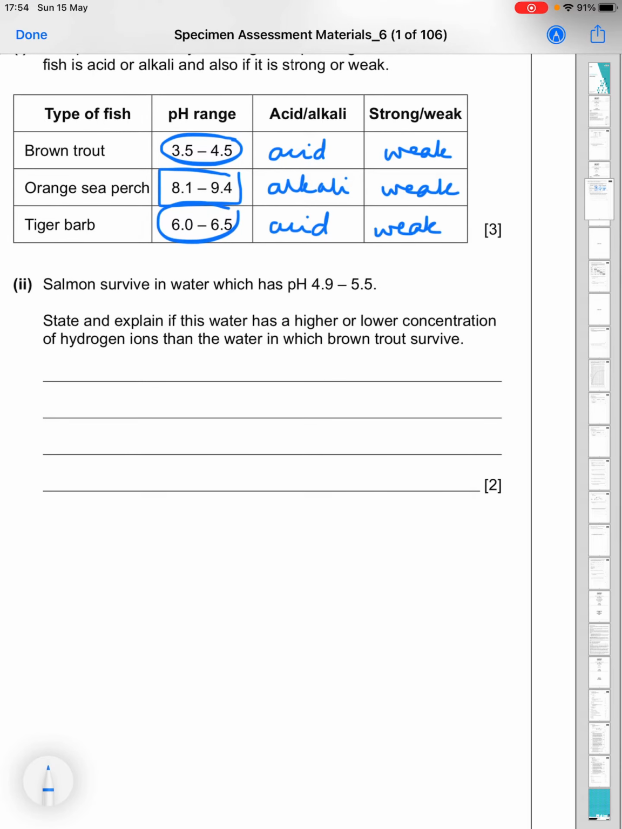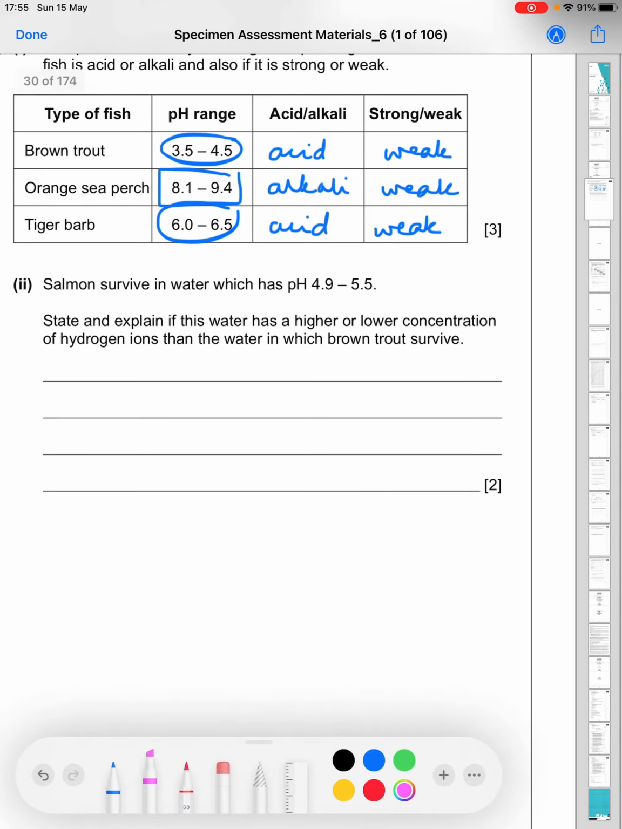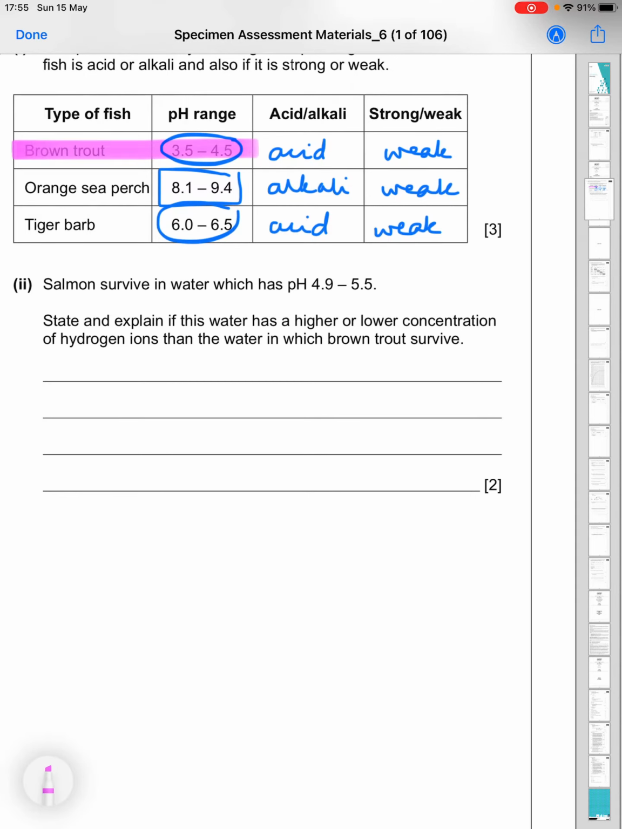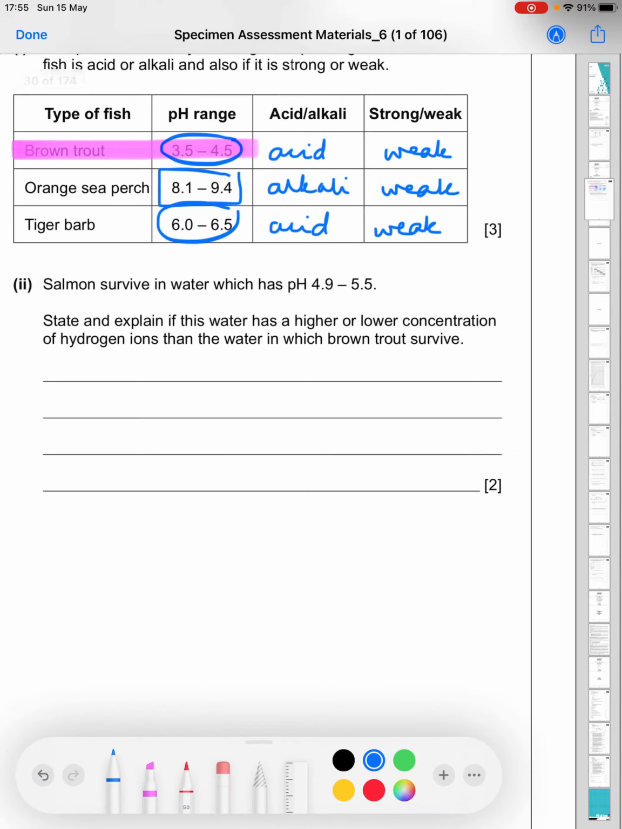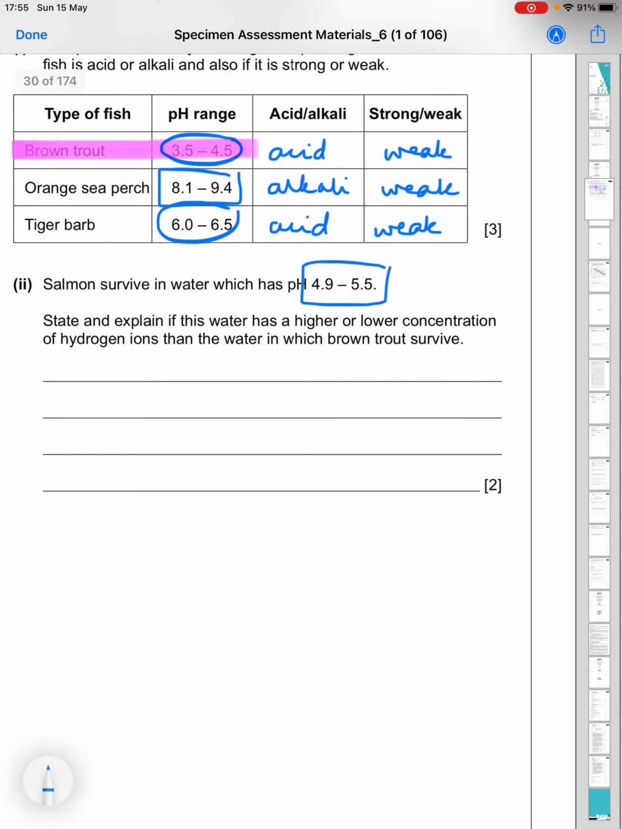Then it says salmon survive in water which is pH 4.9 to 5.5. State and explain if this water has a higher or lower concentration of hydrogen ions than the water in which the brown trout survive. So if we look at the brown trout here, we're looking at between 3.5 and 4.5. And this number is 4.9 to 5.5. So that's actually closer to neutral, so it's a weaker acid. Which means, so I'm going to say here, the pH of 4.9 to 5.5 has fewer hydrogen ions.